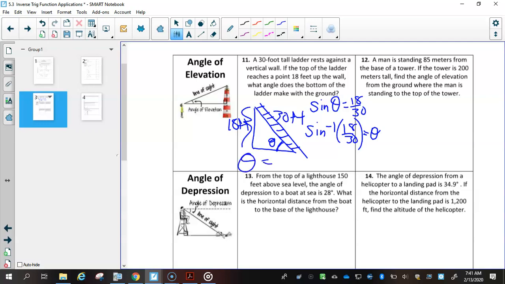What is theta? 36.9. And you'll do something similar for number 12.